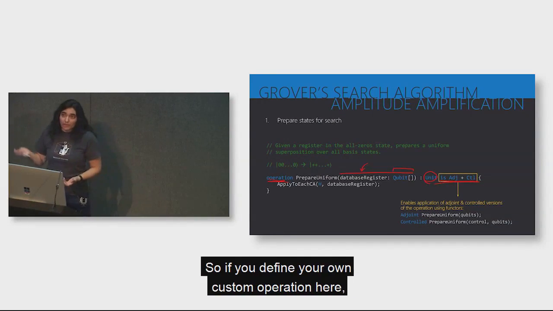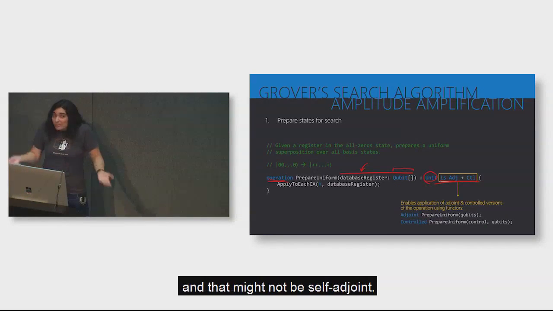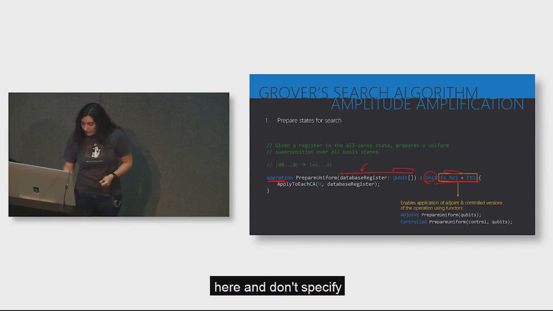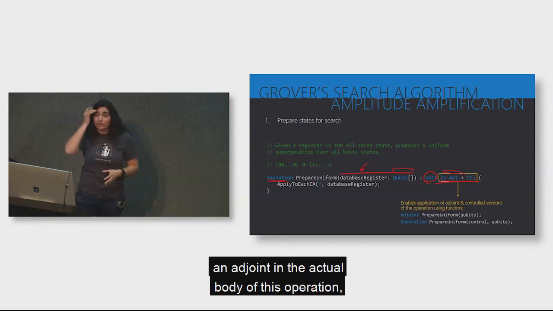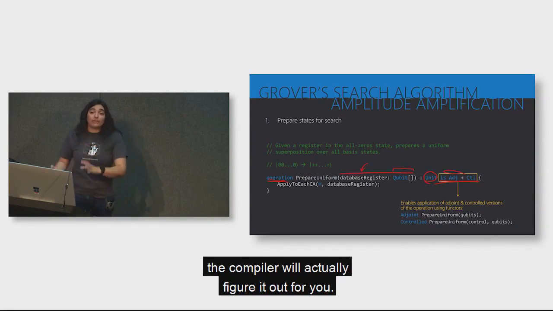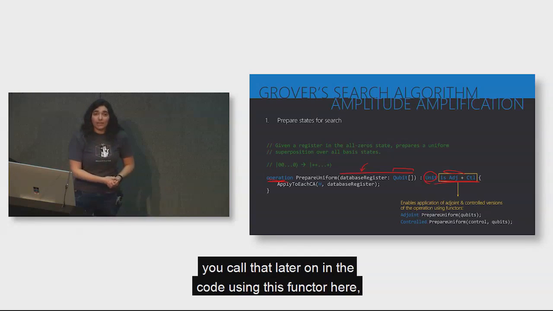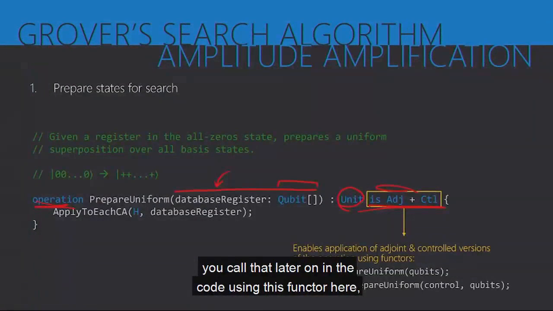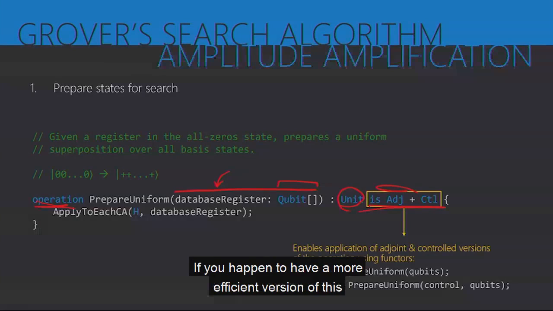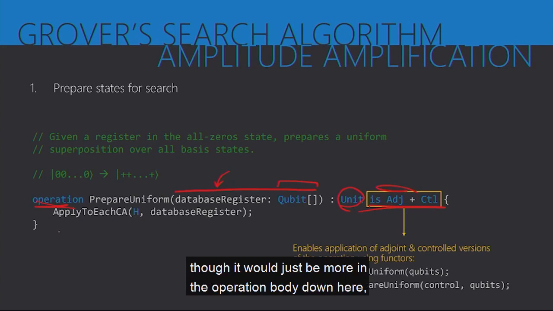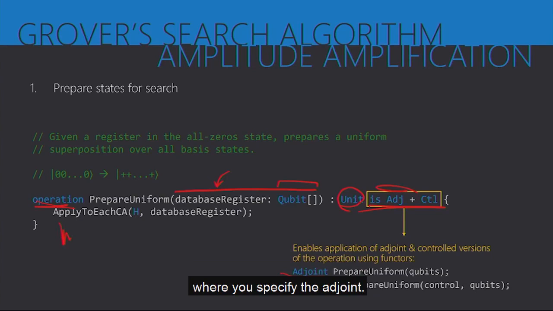So if you define your own custom operation here, you can do a bunch of different things within it, and that might not be self-adjoint. If you just use these flags here and don't specify an adjoint in the actual body of this operation, the compiler will actually figure it out for you. It will automatically create an adjoint version, and if you call that later on in the code using this functor here, it will just use that particular auto-generated version. If you happen to have a more efficient version of this yourself, or a particular preferred way of doing it, you're absolutely free to implement your own. You would just add more in the operation body down here, where you specify the adjoint.